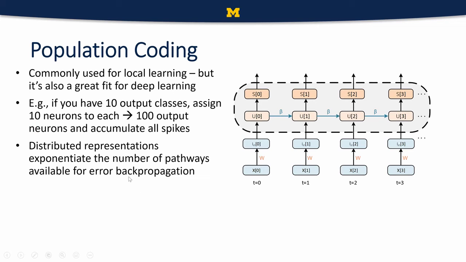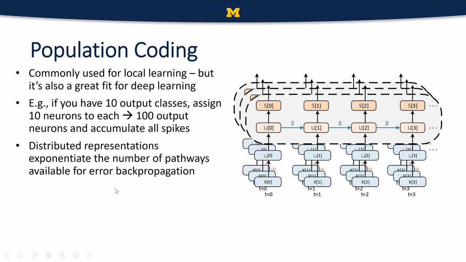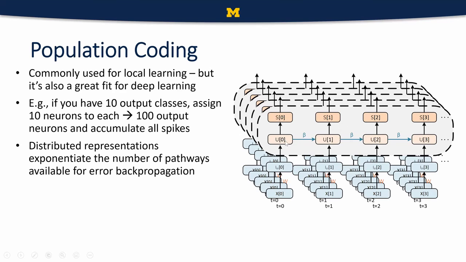So what this means is that a distributed representation of outputs or of neurons or of data will effectively exponentiate the number of pathways available for error backpropagation. So that's one extra output layer, another one, another one, another one. So we can keep going. Now, what's beautiful about this is that if I take a loss function, that loss is going to backpropagate not only through one neuron here, but also laterally through these other neurons. So you end up with significantly more pathways.